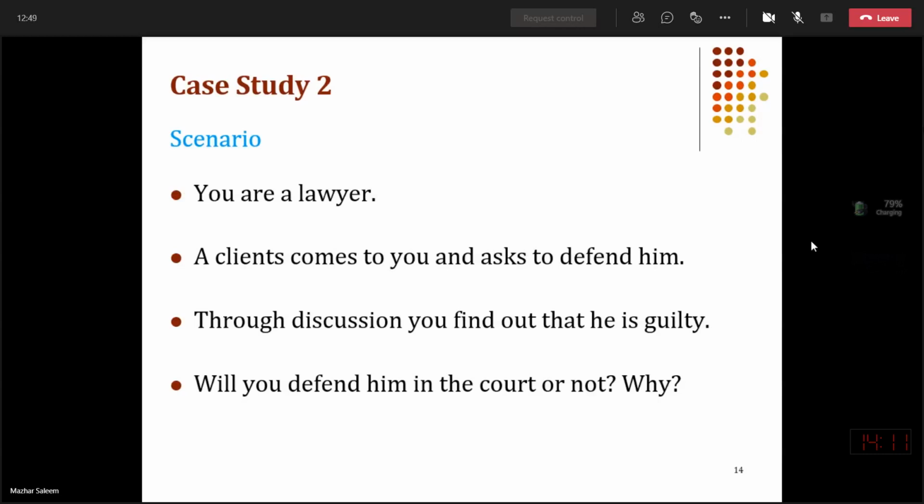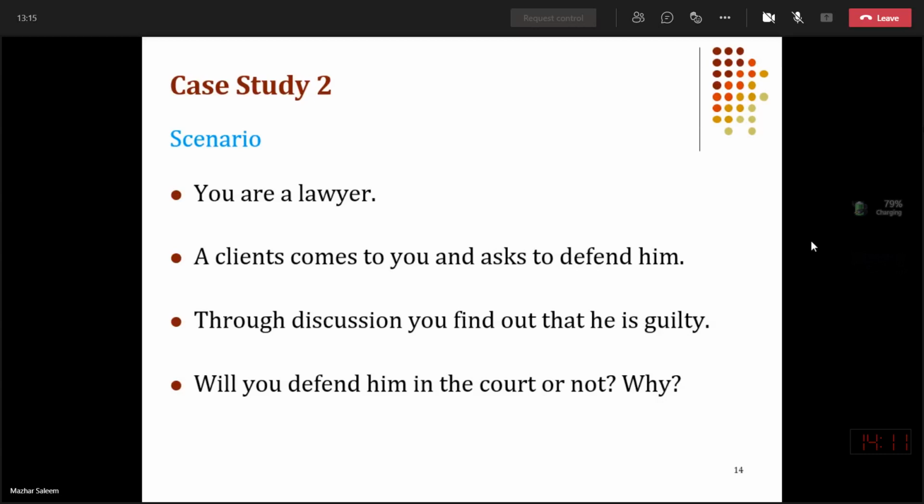So a lawyer's responsibility is to present people's case regardless of whether they are guilty or not guilty, because even if somebody is guilty of committing a certain crime, even then it is his right that his case should be properly presented in front of a judge or a jury.